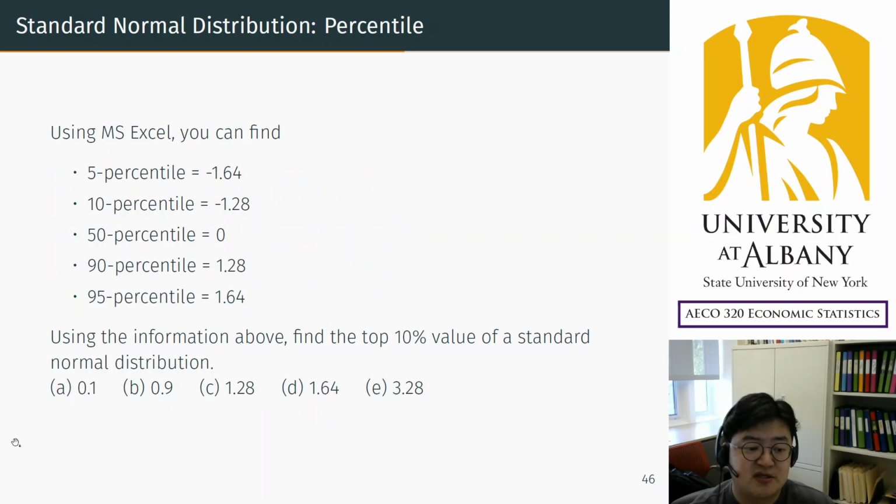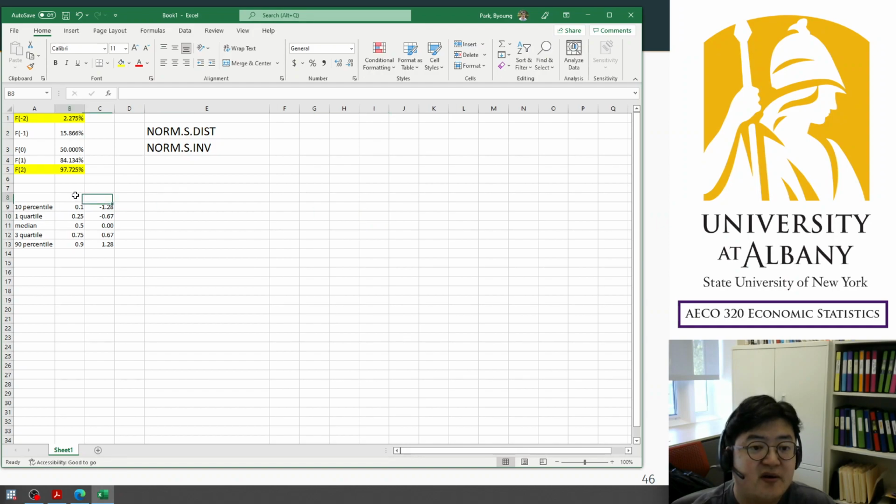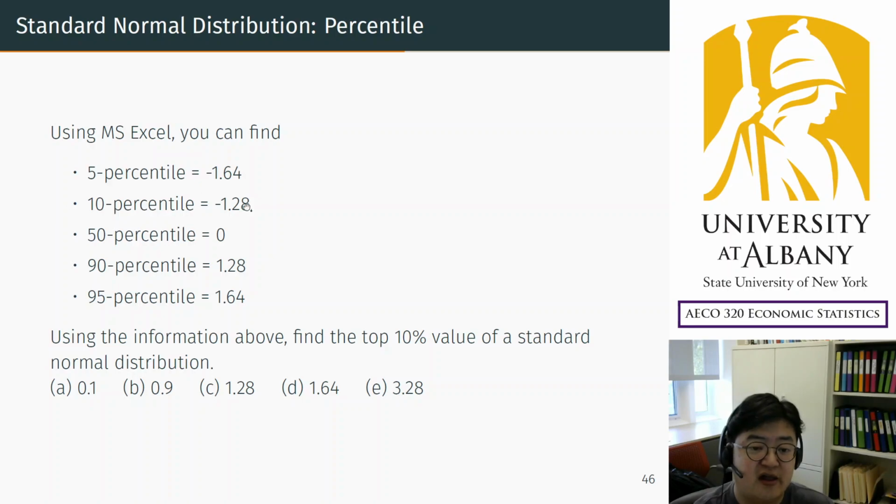I didn't do 5 percentile. Let's do it. 5 percentile, you have to use 0.05 and 95 percentile. Just extend. You get these numbers. Minus 1.64 plus 1.64 are plus minus 5% value. Okay?